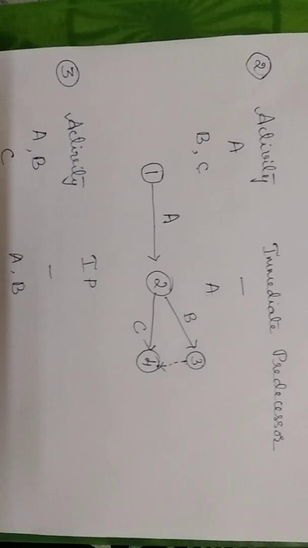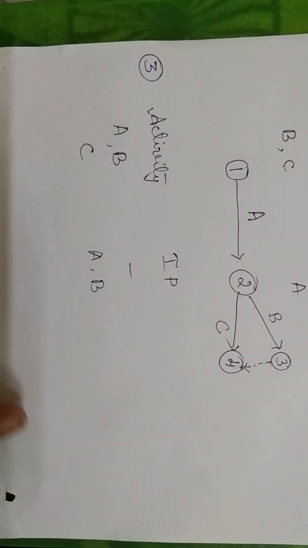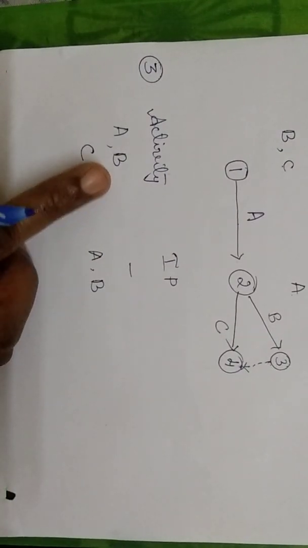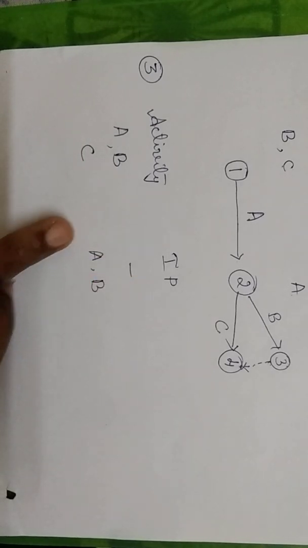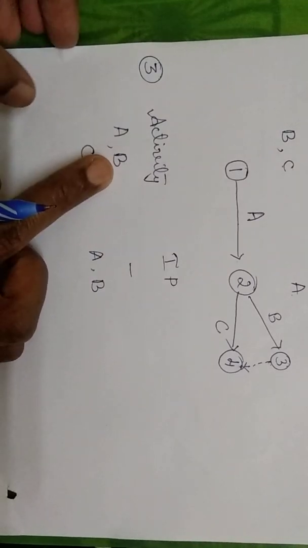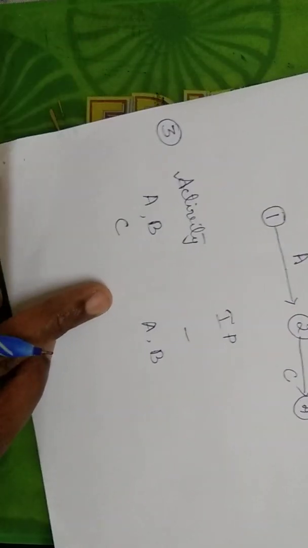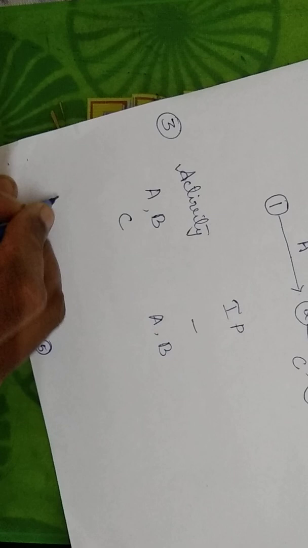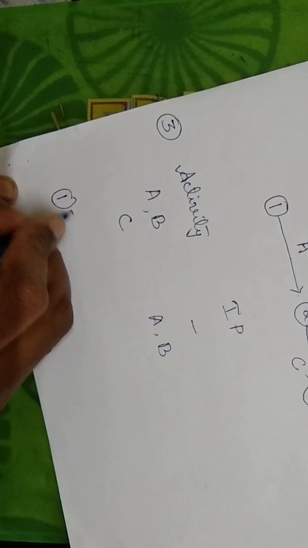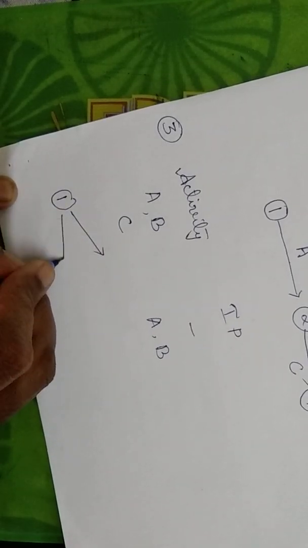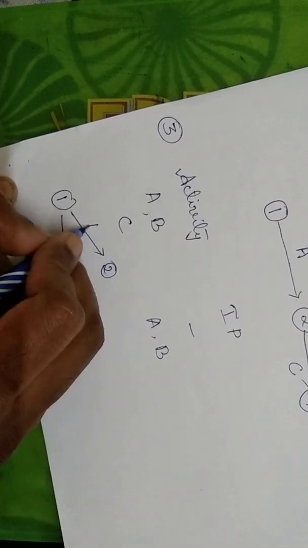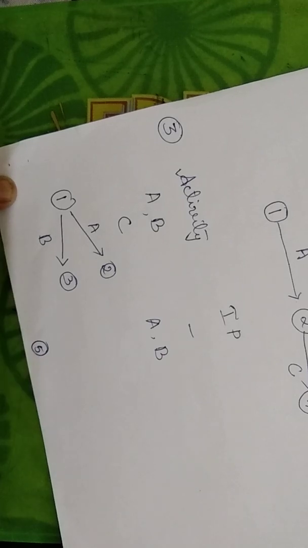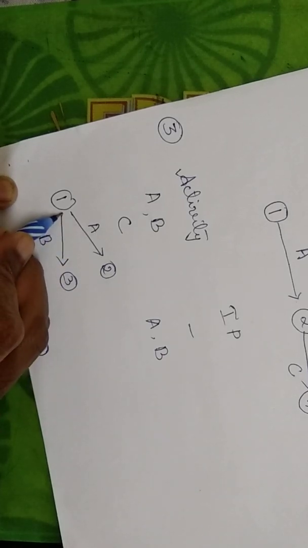Now let us go to the third problem. Here you are given the activity and the immediate predecessor. Coming to how to solve this problem, we have seen that for A and B there is no immediate predecessor. So it will be A and B. A and B don't have an immediate predecessor; these are the starting points.